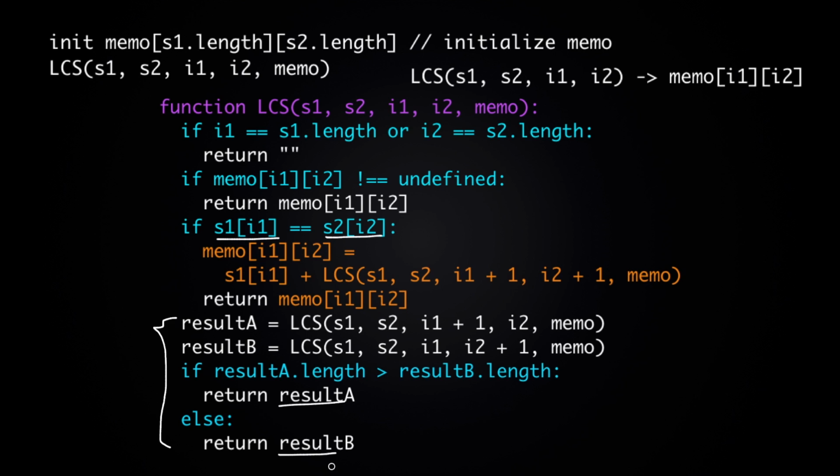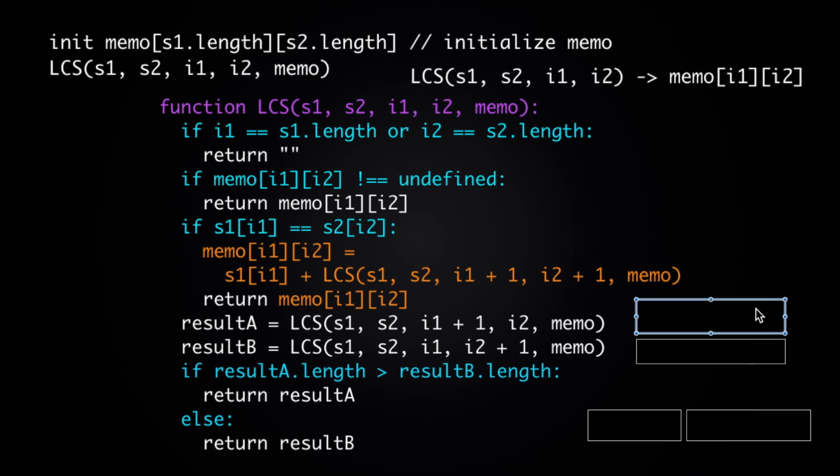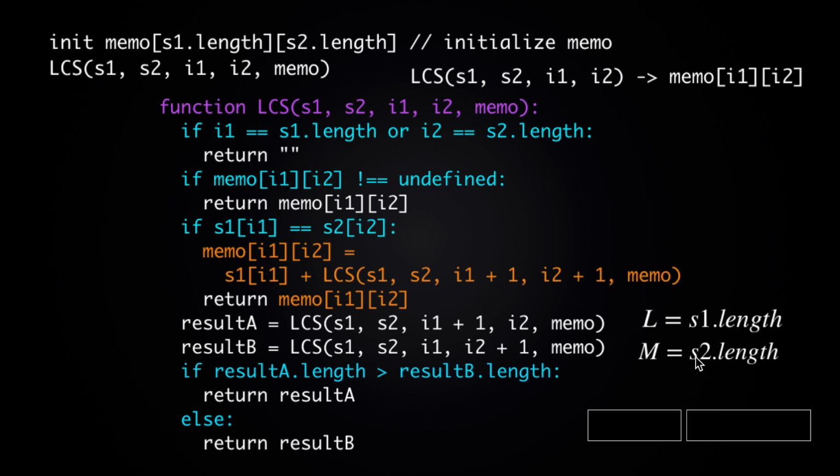But what about the time complexity? Well, just in case you're curious, here it is. Suppose we write s1's length as L and s2's length as M. Then the time complexity of this function is going to be this, assuming that my analysis is correct. It's going to be big O of L times M.